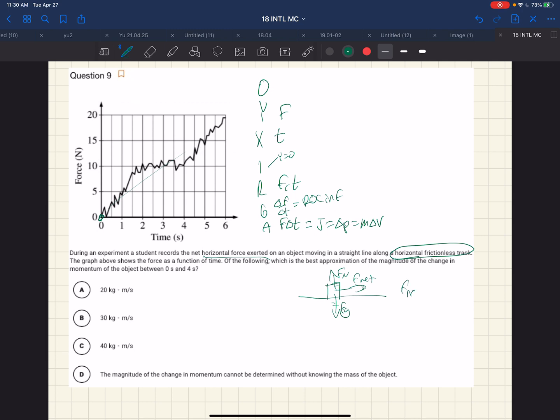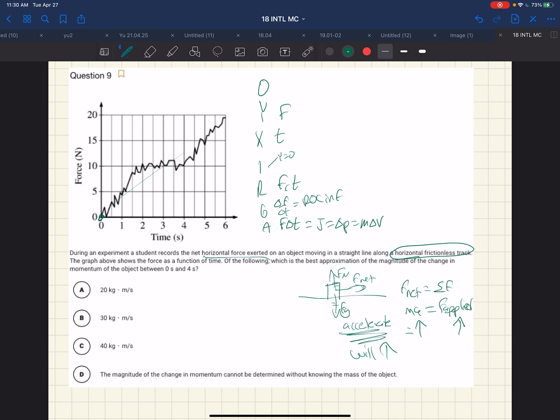Well, if F net is the sum of the forces, then F net is ma, and the sum of the forces in this case is just the force applied. Okay, so that's what we understand about what's going on there. This thing is going to accelerate. And since the force applied is increasing while the mass stays the same, the acceleration is also going to increase.